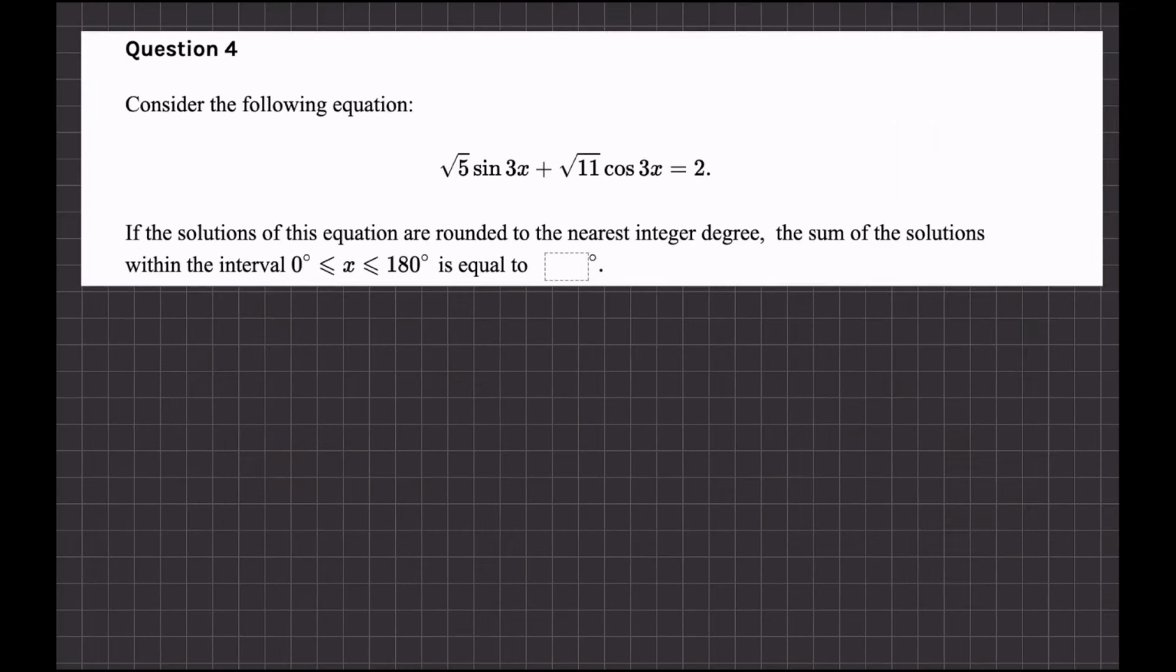Okay. Now we go to question number 4. Consider the following equation: square root of 5 times sine 3x plus square root of 11 times cosine 3x equals 2. If the solutions of this equation are rounded to the nearest integer degree, the sum of the solutions within the interval 0 degrees and 180 degrees is equal to what?